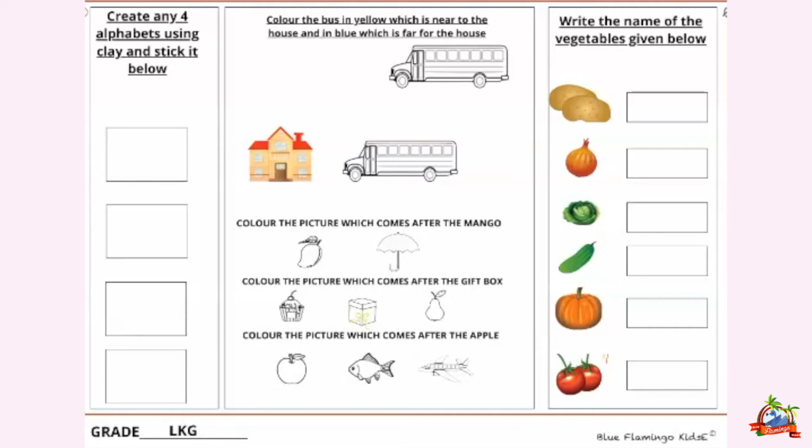कलर द पिक्चर विच कम्स आफ्टर द गिफ्ट बॉक्स. गिफ्ट बॉक्स के बाद में कौन सा पिक्चर है, पियर. किसका पिक्चर बना है ये, पियर का. तो क्या करेंगे हम, गिफ्ट बॉक्स से बाद आने वाली पिक्चर को, मतलब पियर के पिक्चर को क्या करेंगे, कलर करेंगे. अंडरस्टूड? सो इन दिस वे व्हाट यू हैव टू डू इज यू हैव टू कलर द पिक्चर अकॉर्डिंग टू द इंस्ट्रक्शन. जैसा आपका इंस्ट्रक्शन दिया हुआ है उसी के अकॉर्डिंग आपको पिक्चर्स को फिलअप करनी है विद द यूज ऑफ कलर्स.